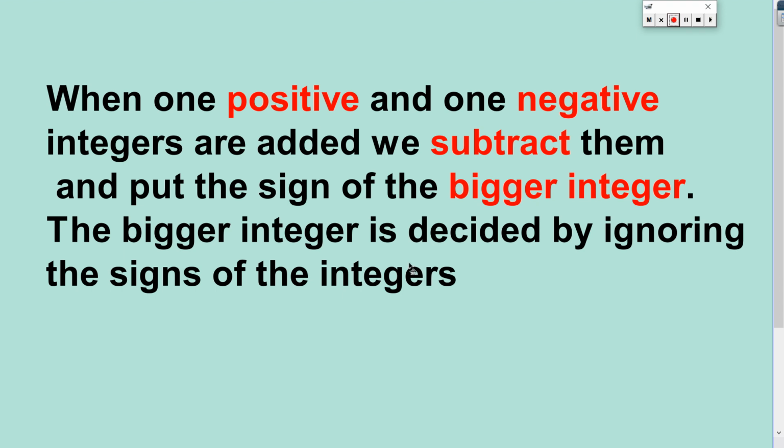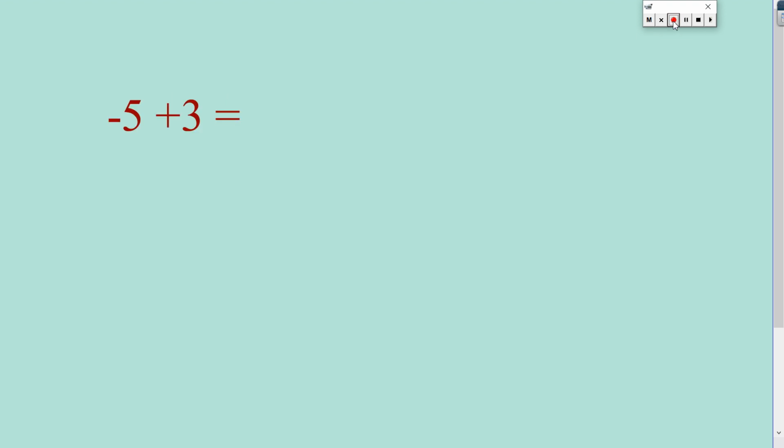Let us discuss a question. Here you have negative 5 plus 3. So the sign of 5 is negative, the sign of 3 is positive. That means different signs. So what we have to do? Instead of adding, you subtract. What is 5 minus 3? You get 2. Then which sign will you put? 5, 3, which one is greater? 5. Then what is the sign of 5? Negative. So the answer is negative 2.